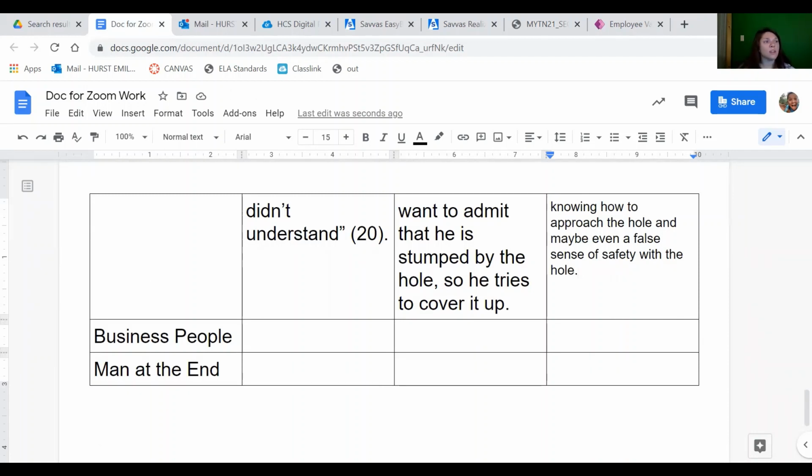I want you to remember that good readers consider why an author included certain characters with specific traits in their story, and how that really helps get to the heart of the plot. For your exit ticket today, I want you to fill out the rest of the chart. Think about the business people and then the man at the end who hears the "hey, come on out." Think about what you learned about them from evidence, what traits they have, and explain it, and how that contributes to the plot.